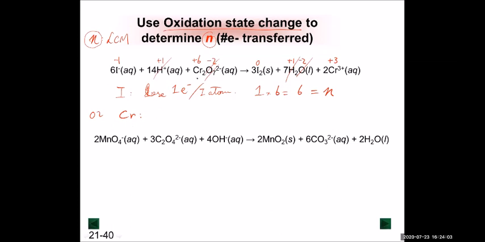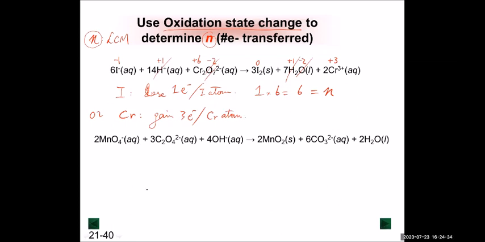If you look at the chromium here, each chromium, the oxidation number is +6. And you look at the product, chromium becomes +3, so chromium decreases. Chromium decrease is a gain of electrons. And the chromium going from +6 to +3 decreases by 3, which means it gained 3 electrons per chromium atom.